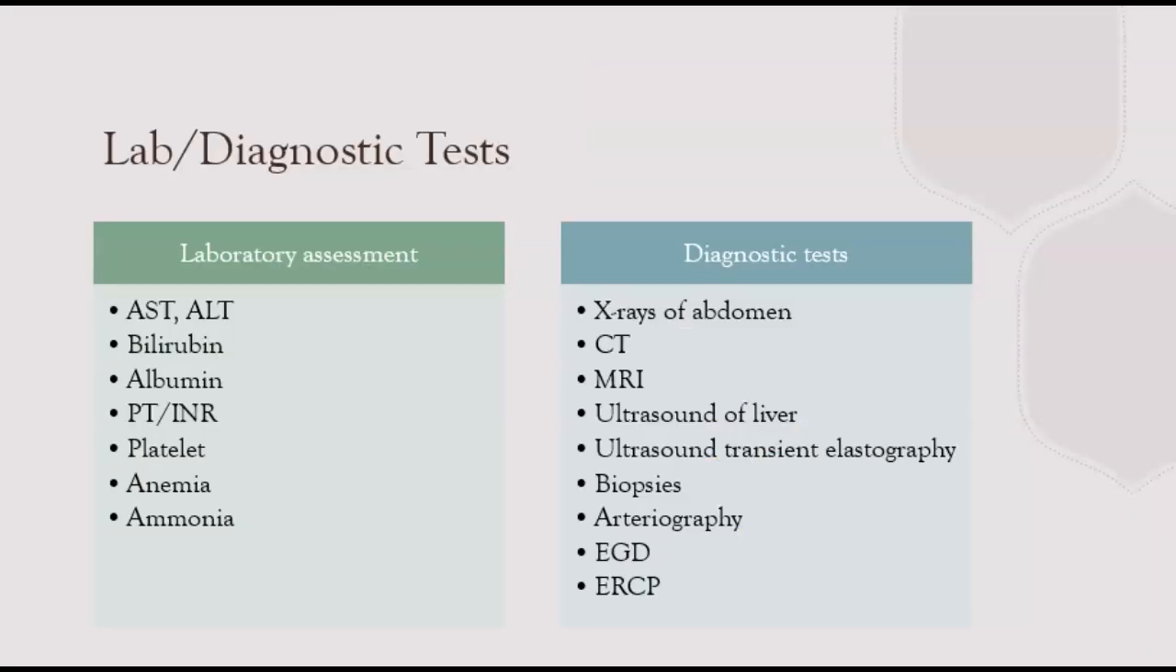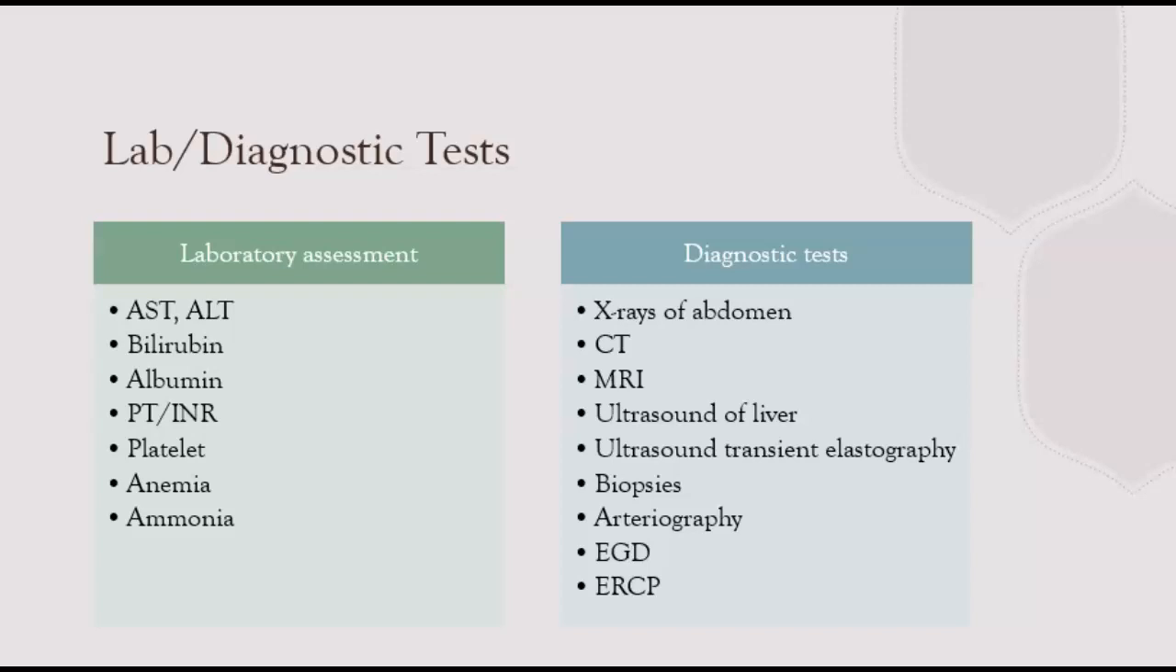Laboratory assessment for cirrhosis. AST, ALT, and LDH are typically going to be elevated because they are released into the blood during inflammation. Bilirubin levels will be increased because they're not being excreted by the liver. Albumin levels are decreased because the liver is not able to produce albumin. PT and INR is prolonged because the liver is not producing prothrombin. Platelet count is low because of splenomegaly, and the spleen is destroying platelets. Anemia from the blood loss and ammonia levels can also be elevated.